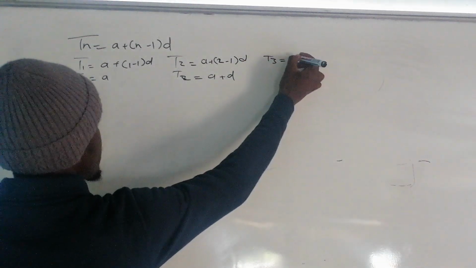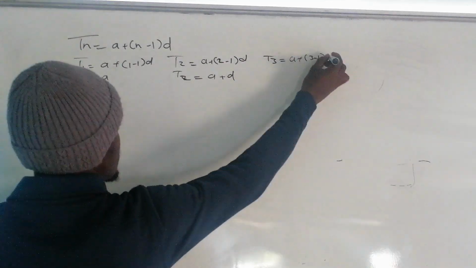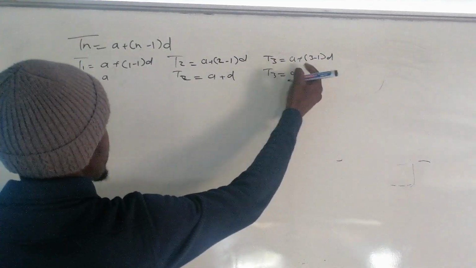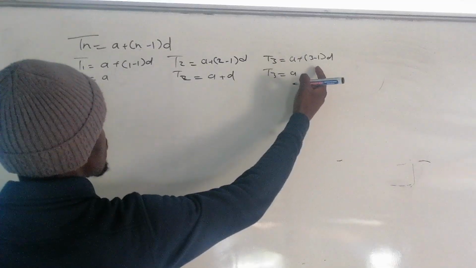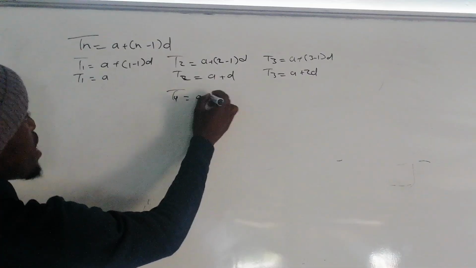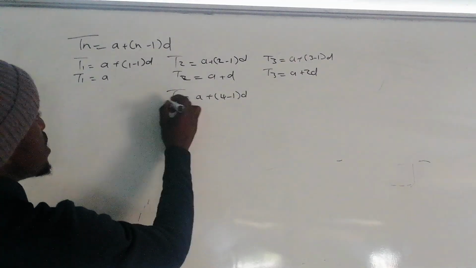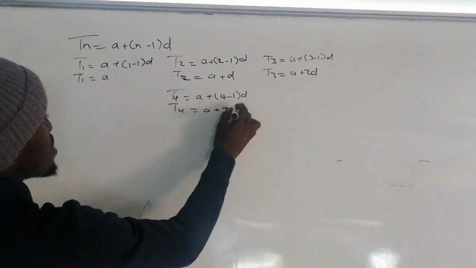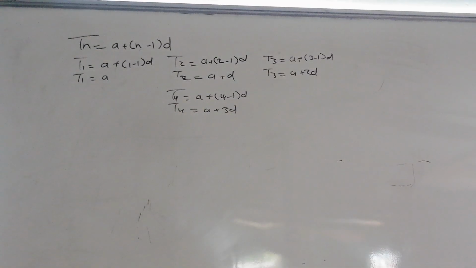T3, where does n substitute? 3. a plus (3 minus 1)d. Therefore it will be a plus 2d, because 3 minus 1 is 2, and 2 times d becomes 2d. Then T4 will be a plus (4 minus 1)d, which is a plus 3d. If we're asked to find T70, it will be a plus 69d. T10, a plus 9d. T20, a plus 19d. T70, a plus 69d. T100, a plus 99d.